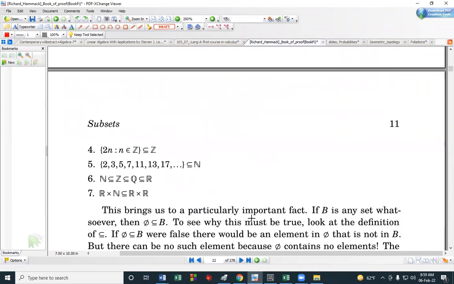For example, you know, all even numbers are integers. So the set of all even numbers is a subset of the set of integers. But not the other way around. Not all integers are even numbers. That's why Z is not a subset of this.